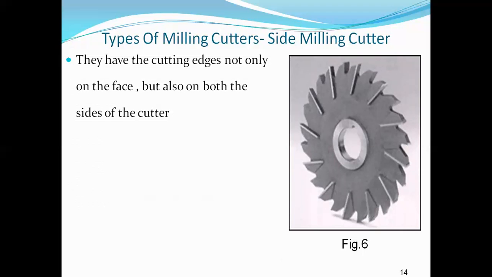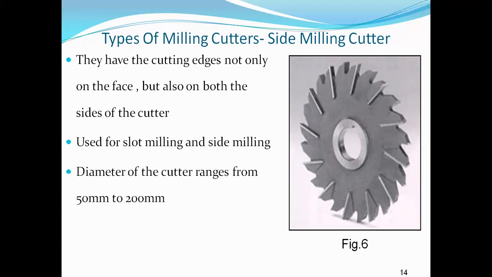Next, side milling cutter. In the plain milling cutter, we have discussed the light duty, heavy duty, and helical types. And the next one is the side milling cutter. As the name itself says, it has cutting edges at its side. So they have cutting edges not only on the face, but also on both sides of the cutter. At that side also we have cutting edges on the teeth. This type of milling cutter is used for slot milling and side milling.